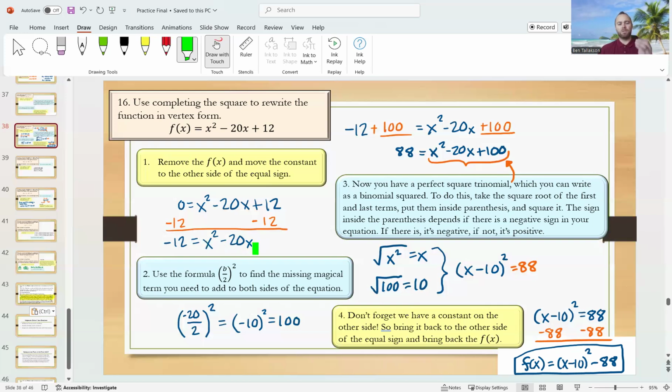But in order to complete the square, the whole term completing the square comes from complete the perfect square trinomial, referring to what we see on the right here. Now we have a binomial. How do we make it a trinomial? Well, we're going to use this formula, b over 2 squared. You've seen it before, and that's going to help us find the missing magical term that's going to make this a perfect square trinomial.